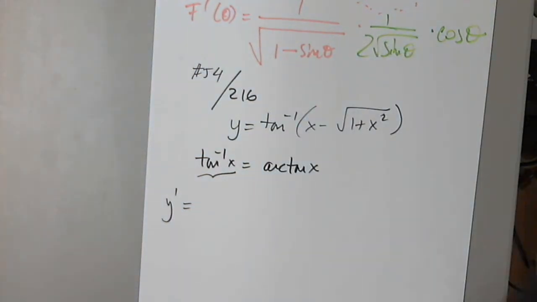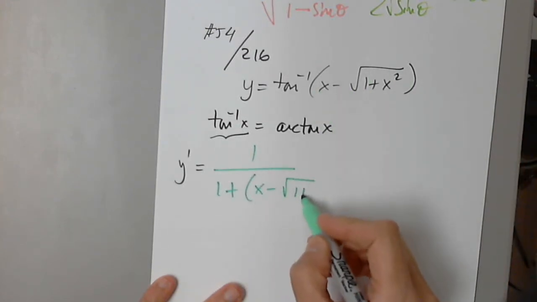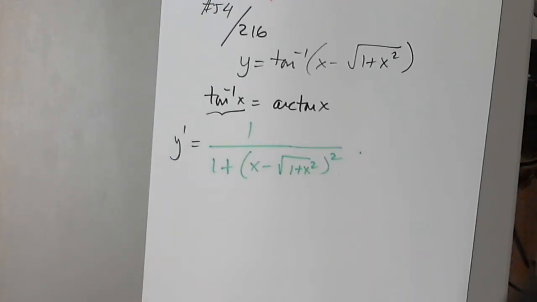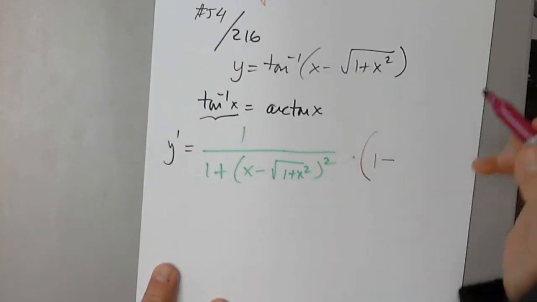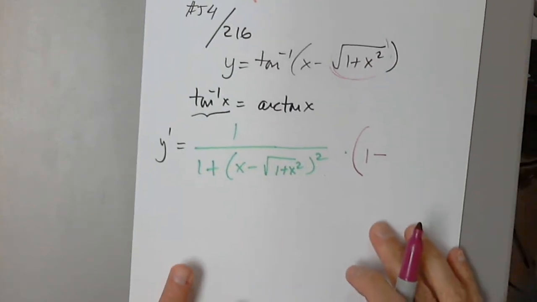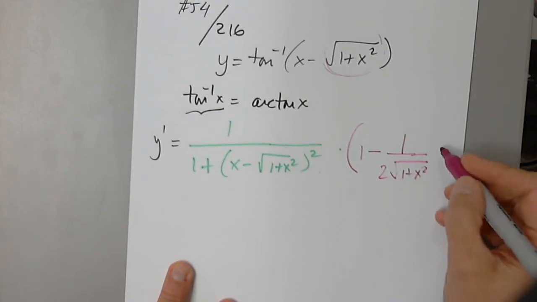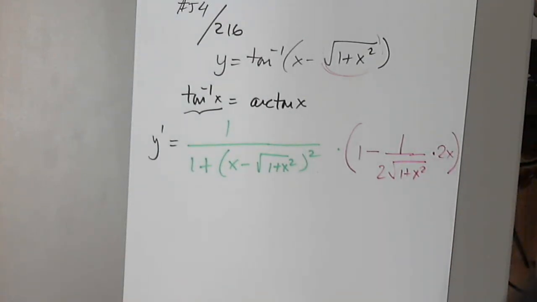1 over 1 plus x. Yes, so it's 1 over 1 plus this whole thing squared. x minus the square root of 1 plus x squared, squared, times. Times what? 1 minus, and now I have to differentiate this. It's again the square root of a function prime. What do we get? 1 over 2 the square root of that function times 2x.